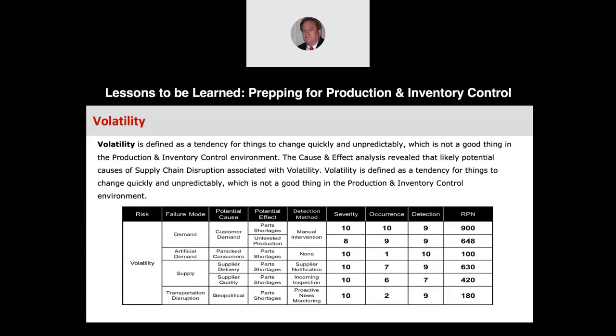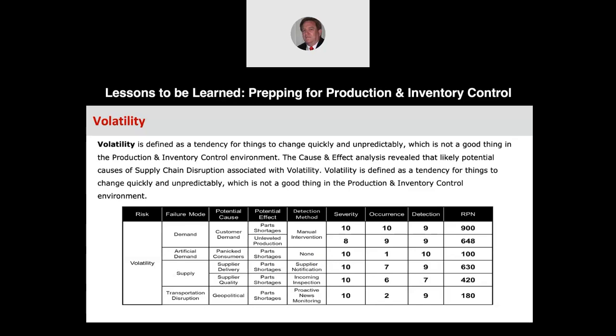Another thing would be supply quality. All of a sudden you get a shipment in on time, right quantity and everything, but there are some defects in the shipment. Again, those defects end up equating to part shortages. You might catch that at incoming inspection, but most companies don't do 100% incoming inspection on everything. So the severity when it happens is 10.